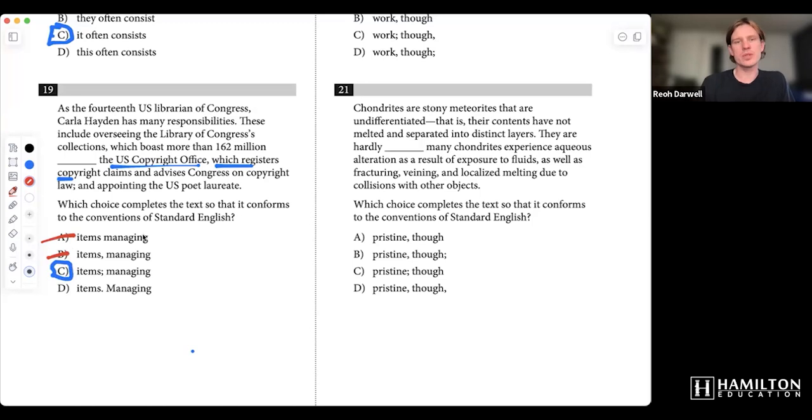A would suggest that which boasts more than 162 million items, managing the Copyright Office, would suggest that the Library of Congress's collections manages the Copyright Office, which doesn't make any sense. And then D would suggest that everything after that is an independent clause, but of course it's not an independent clause.